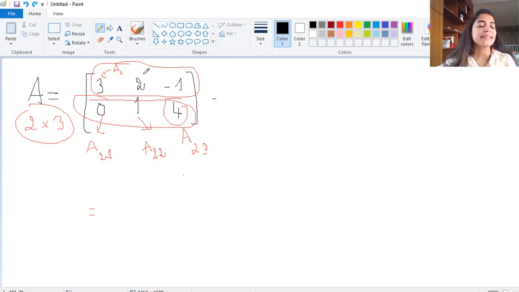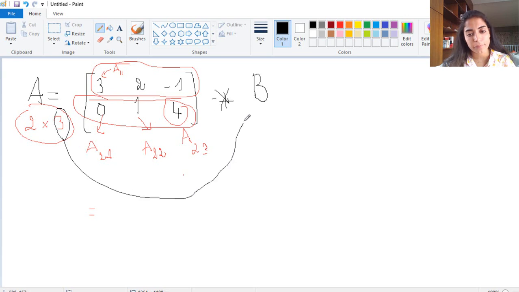So guys, assume that this is my A. It has the size of 2 times 3. Now what I'm going to do is the multiplication of this A with a B having the same internal size, which is a 3 here, times any N. So guys, for sake of simplicity, I will take N is equal to 1.